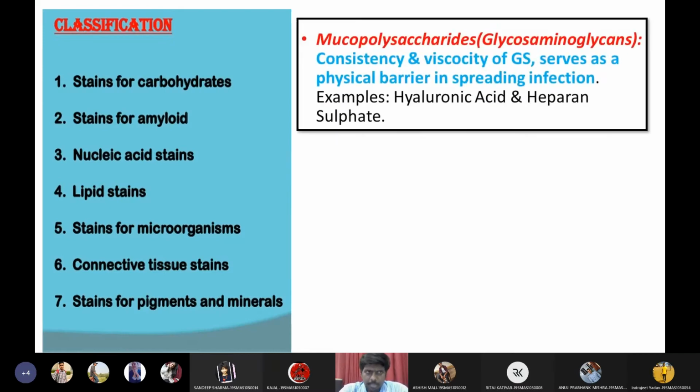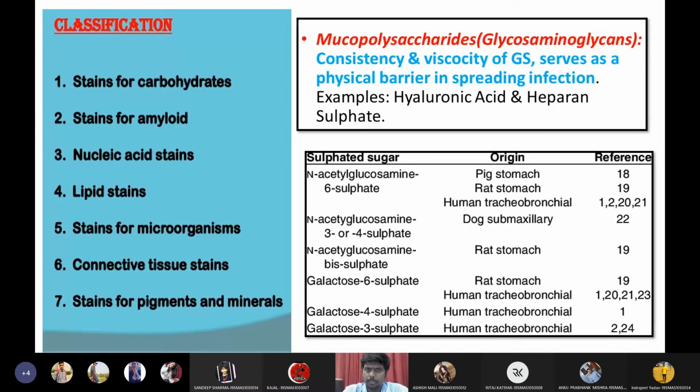I'm not going in depth about the structural classification of mucopolysaccharides. You already know mucopolysaccharide is a type of carbohydrate, a glucosamine glycan. I'm not going this much depth. You just remember that mucopolysaccharide needs to be stained. This mucopolysaccharide is present in the capsule of Cryptococcus neoformans.